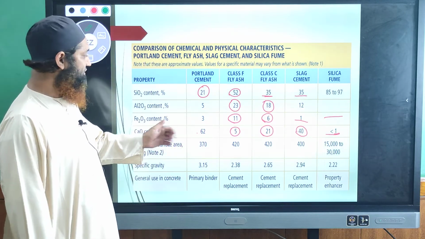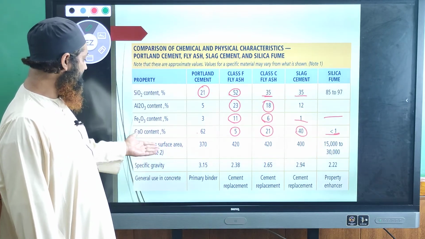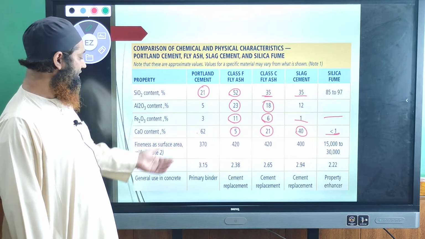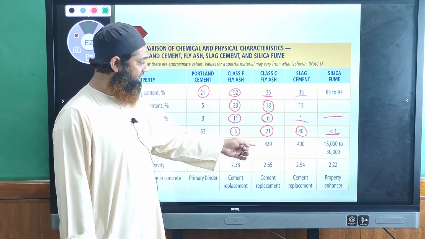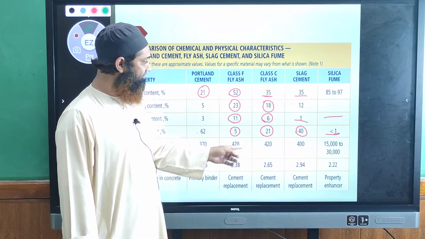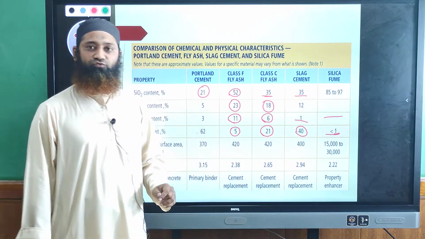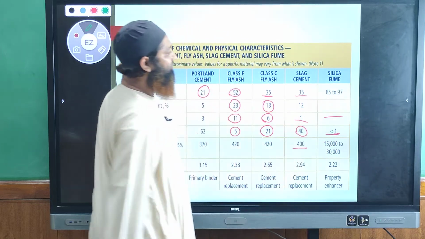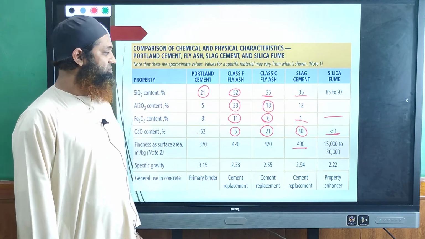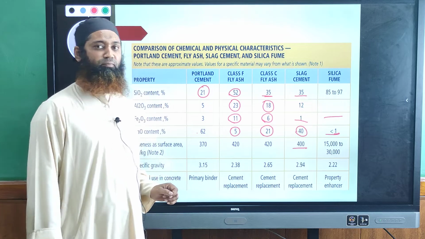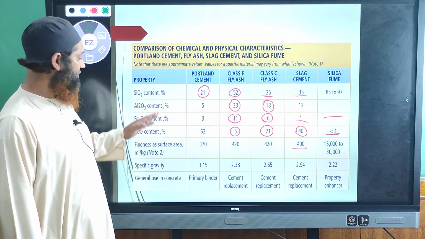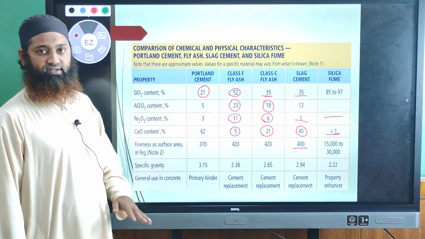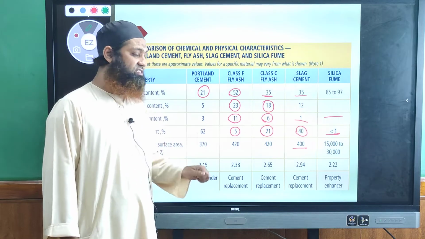That we'll be seeing in the further slides here. You can see the fineness as surface area is 370 kg per meter cube for Portland cement and 420 for class F fly ash. Class C fly ash also is 420, and for slag cement it is 400, whereas for silica fume it is 15,000 to 30,000 kg per meter cube. So this is how the surface area it covers.